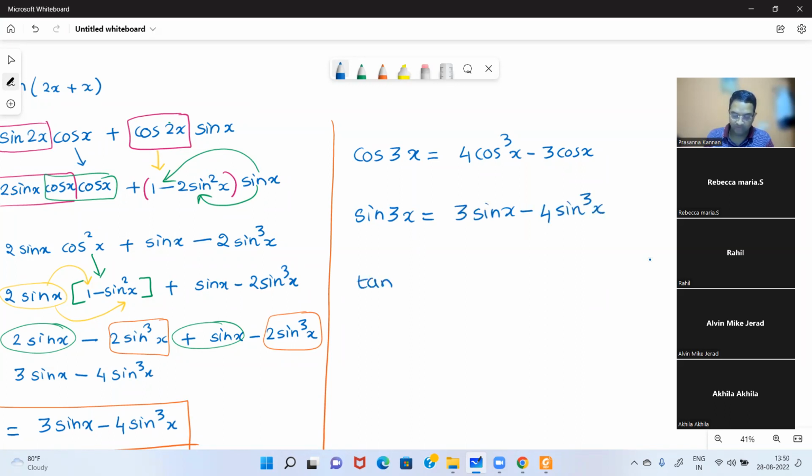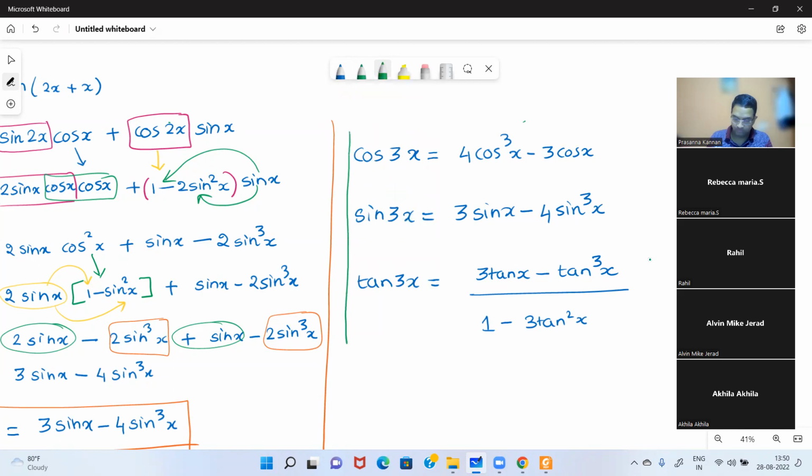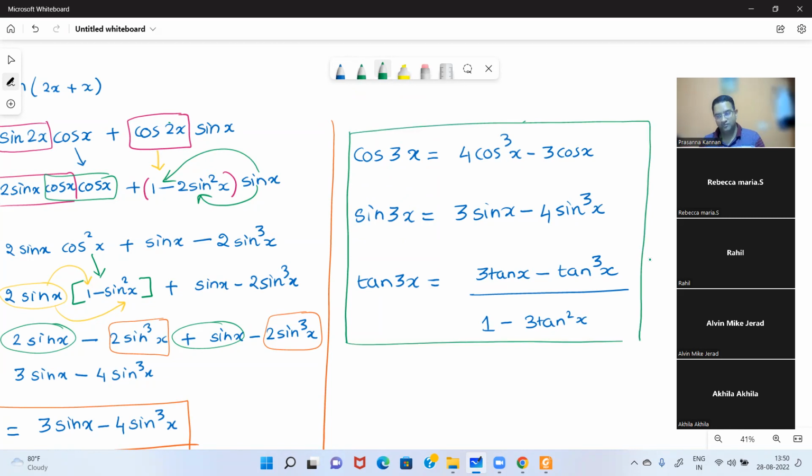Similarly, you can also derive tan 3x by writing it as tan of 2x plus x. So you will get 3 tan x minus tan cube x divided by 1 minus 3 tan square x. You note it down. All of these formulae will be helpful for you. Once you note it down, just let me know.